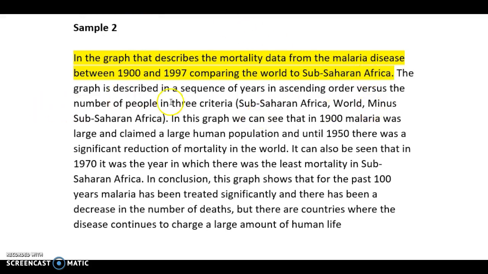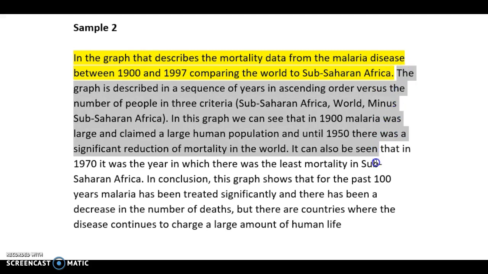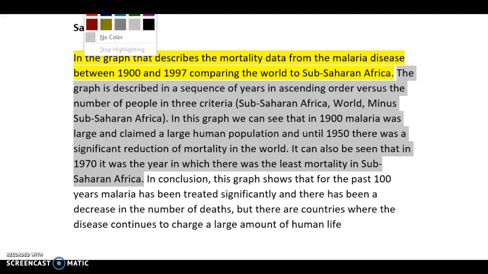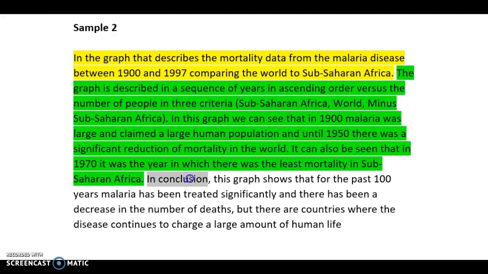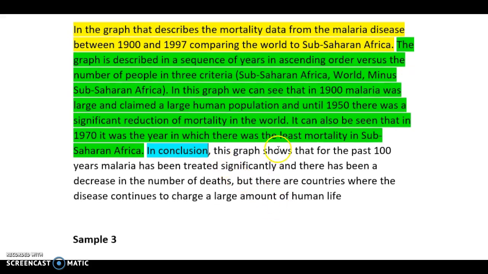The graph described in the sequence of years, and it tells us, and I'm not going to read everything, but I'm going to jump down because what comes up, I see in conclusion. Well, in conclusion should be giving me the trend. This graph shows that for the past 100 years, malaria has been treated significantly, and there has been a decrease in the number of deaths, but there are countries where the disease continues to charge to right.